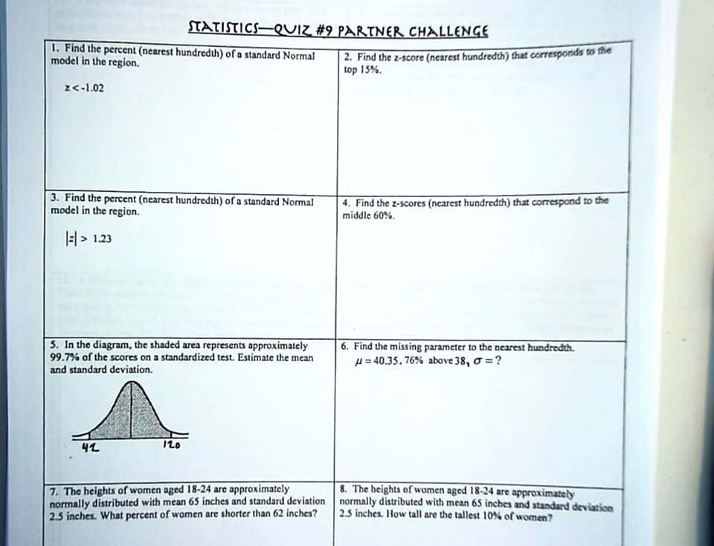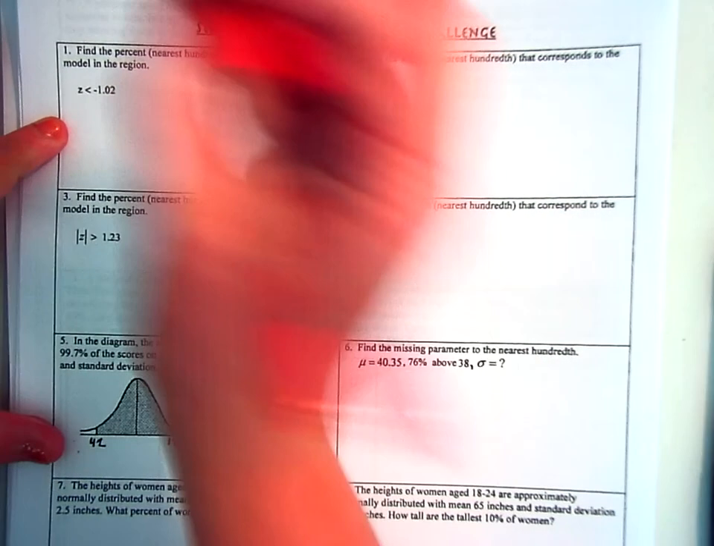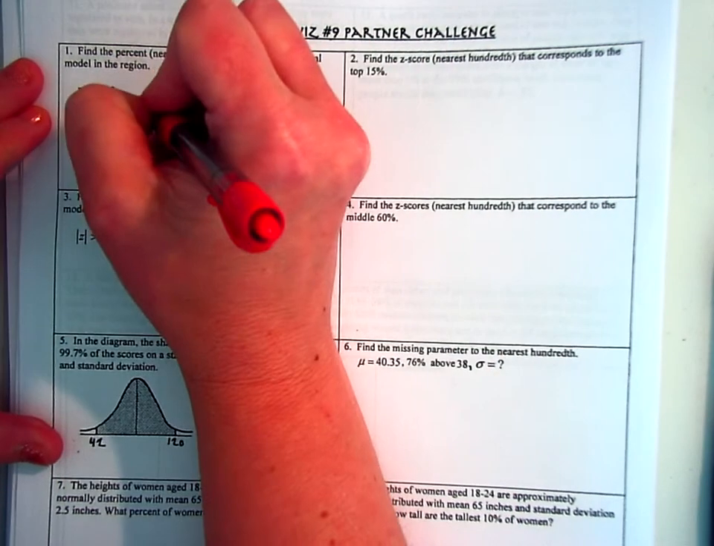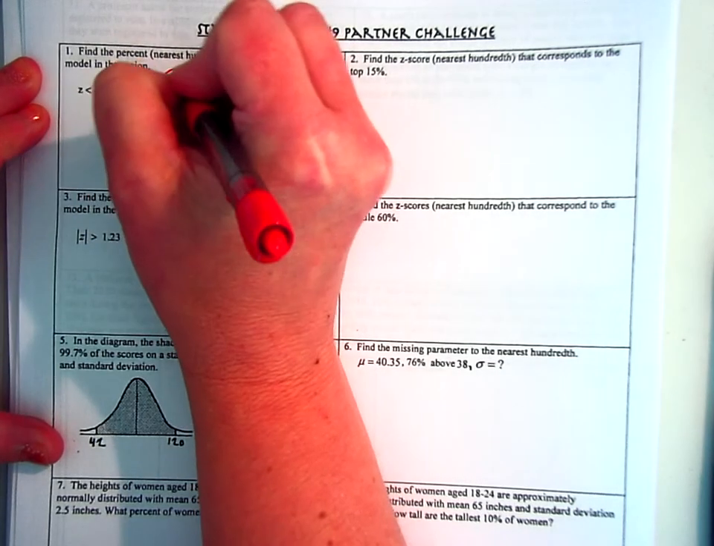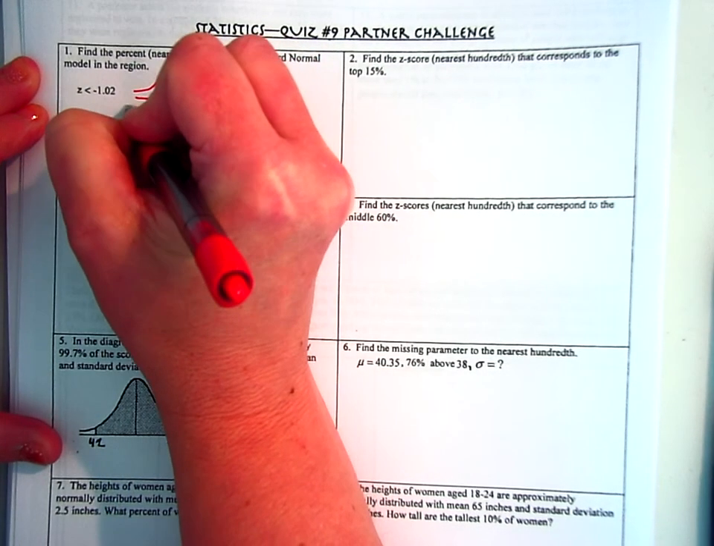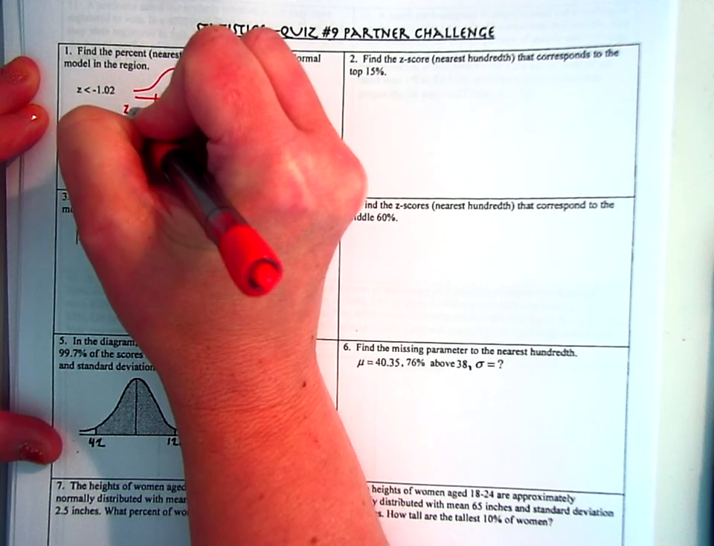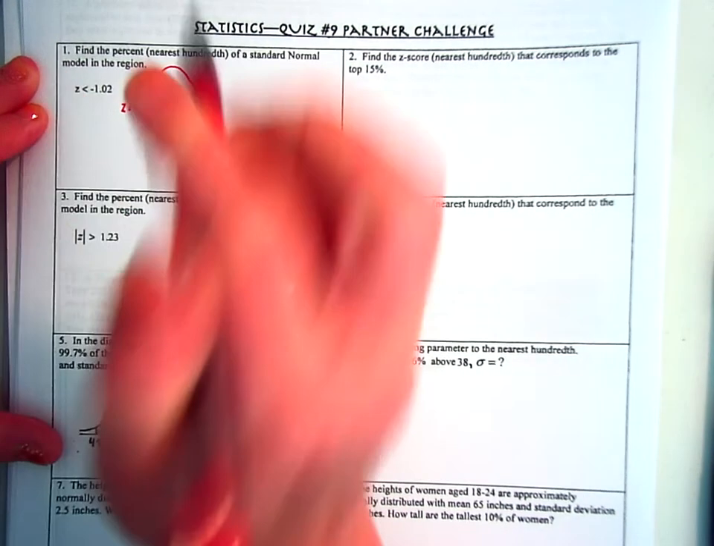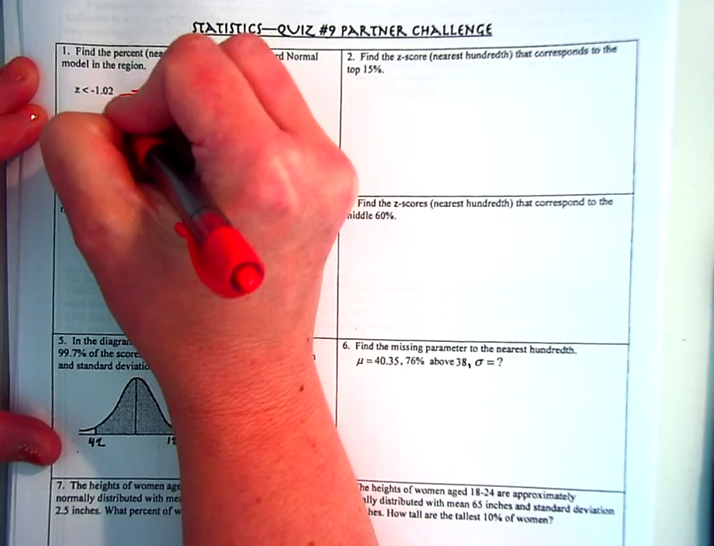Okay, so find the percent, to the nearest hundredth, of a standard normal model in the region. Here I'm saying z is less than negative 1.02, right? If I visualize that, which you know I love, here would be my mean. Here would be about z at negative 1.02, and I want it to be less than. So I'm looking at that lower tail right there.